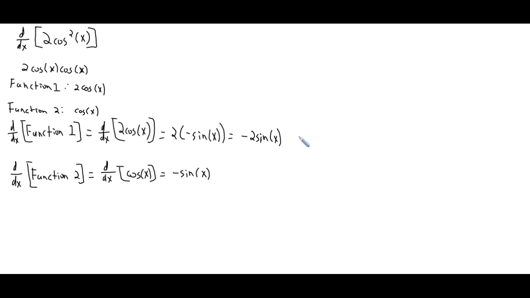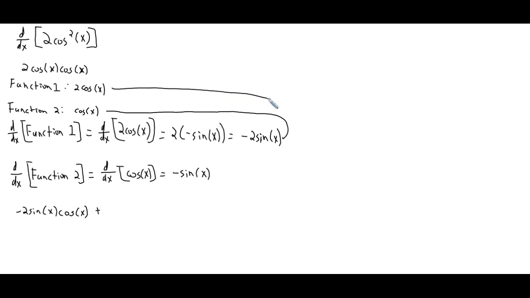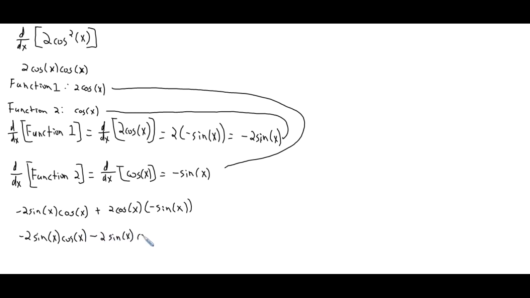And again, we have everything we need, right? So our derivative is the derivative of function 1, which is negative 2 sine x, times function 2, which is cosine x, plus the derivative of function 2, which is negative sine x, times just function 1, which is 2 cosine x. So we put that all together, and we get negative 2 sine x times cosine x plus 2 cosine x times negative sine x. We simplify that a bit, we get negative 2 sine x cosine x minus 2 sine x cosine x, which ends up being negative 4 sine x cosine x.